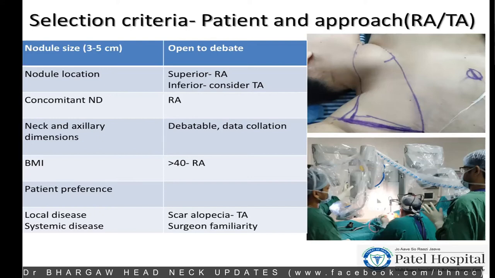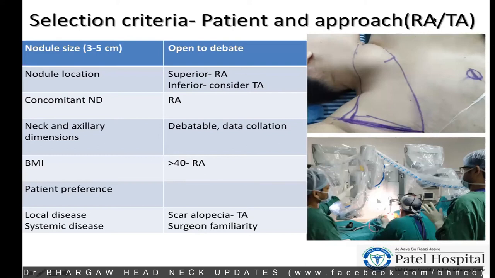BMI, we've talked about, like we mentioned earlier also. And if you have a tendency for scar alopecia, remember the retroauricular scar might still be faintly visible. So in that case, you want to go transaxillary. But at the end of the day, all that matters is surgeon familiarity. Whatever you feel comfortable with and whatever you have trained in is something that will eventually end up deciding your approach. Remember that robotic thyroidectomy, for the most part, is going to be indicated in relatively younger, cosmetically conscious people with or without a tendency for hypertrophic scar.